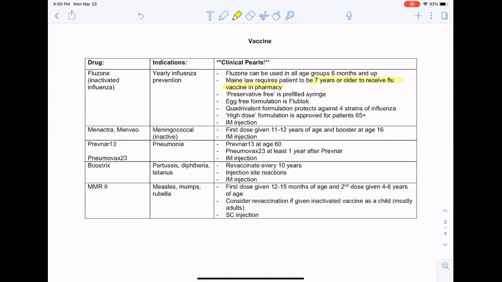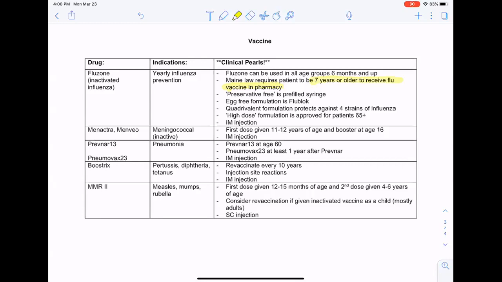All right, and then there's 2 formulations. Usually you'll see trivalent and quadrivalent. I think mostly we dispense basically only quadrivalent now. Quadrivalent protects against 4 strains of the flu, where the trivalent protects against 3. I think the only trivalent formulation we dispense pretty regularly is the high dose formulation. So Fluzone HD, you'll see on the box. That's a trivalent flu vaccine, but it's high dose.